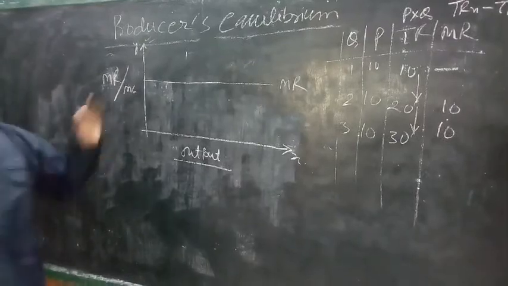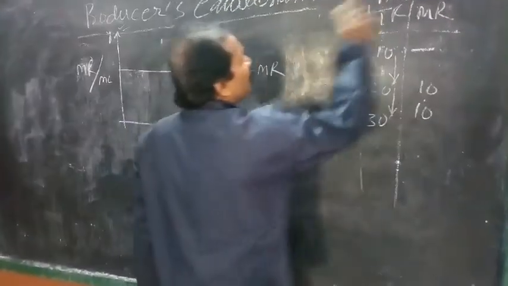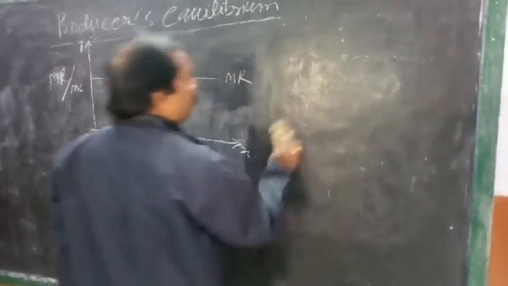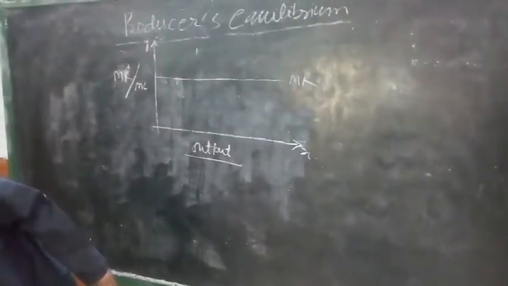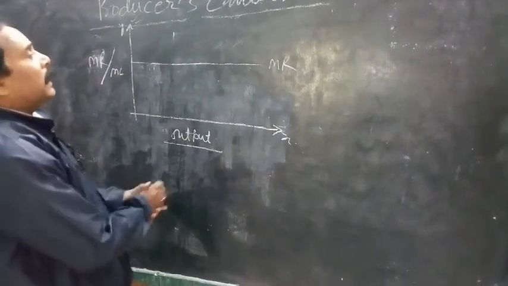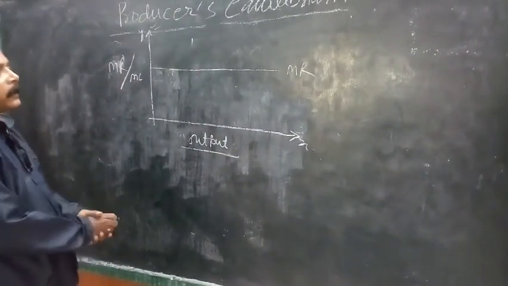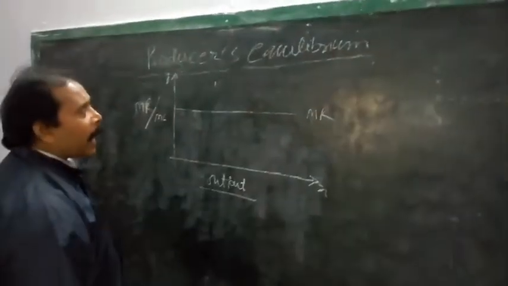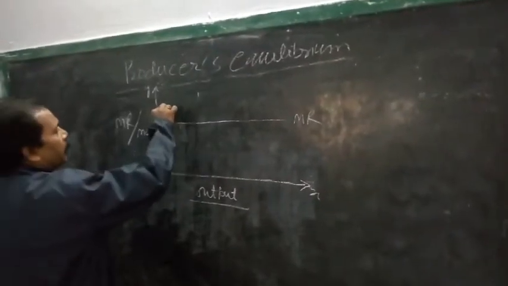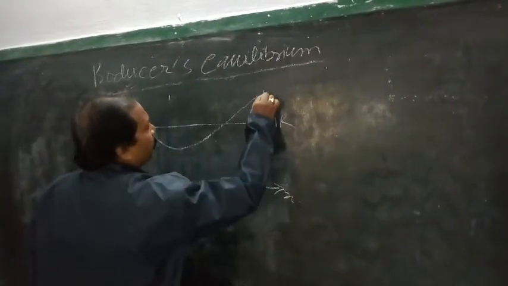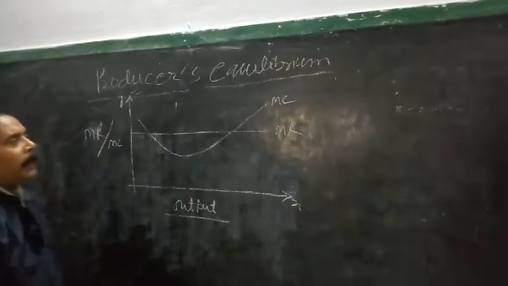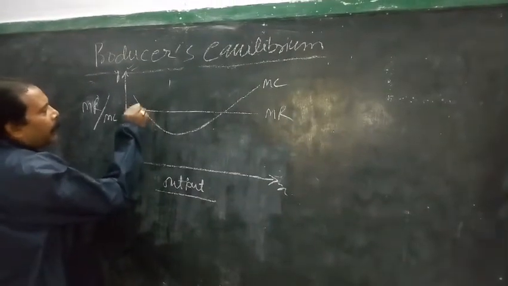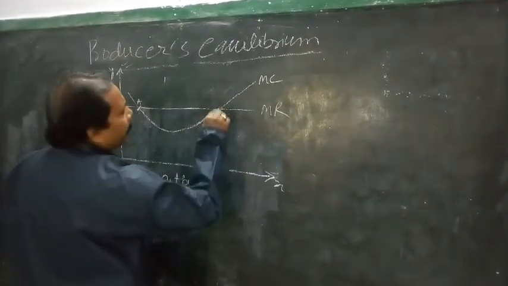Now come to the marginal cost. As we know, at the initial stage the marginal cost decreases due to increasing returns to a factor, and after reaching a point it starts to rise again. That's why MC is always U-shaped. MC is always U-shaped. So what do you find? We find that there are two points, A and B.